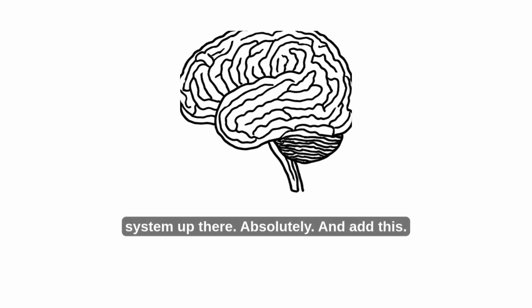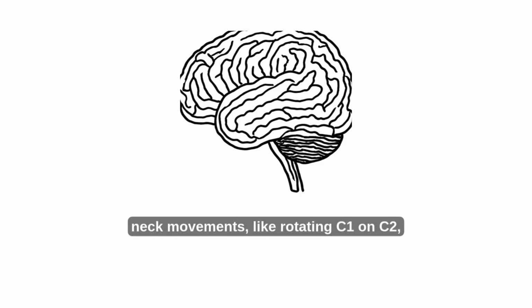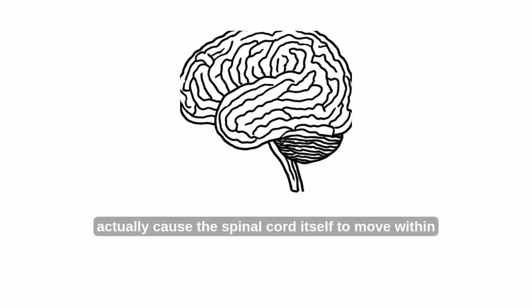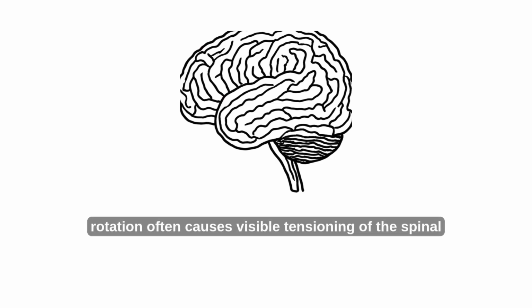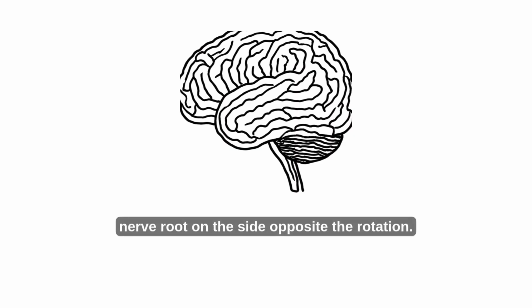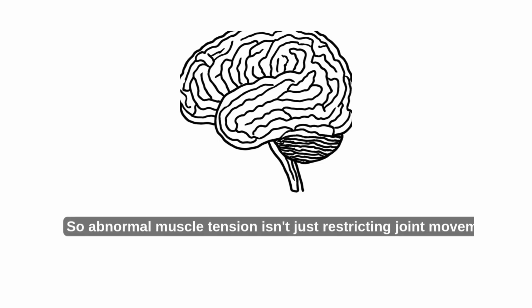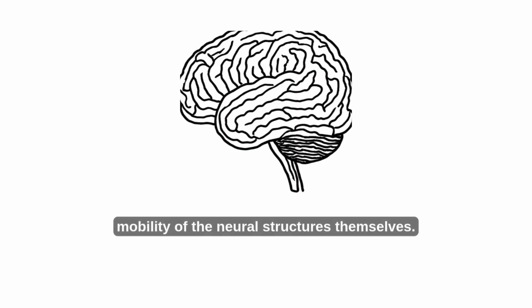Absolutely. And add this. Studies using dynamic imaging show that even passive neck movements, like rotating C1 on C2, actually cause the spinal cord itself to move within the canal. The cord shifts? Variably. And interestingly, rotation often causes visible tensioning of the spinal nerve root on the side opposite the rotation. The whole system moves and adapts dynamically. So abnormal muscle tension isn't just restricting joint movement, it's directly impacting the mechanics and mobility of the neural structures themselves.